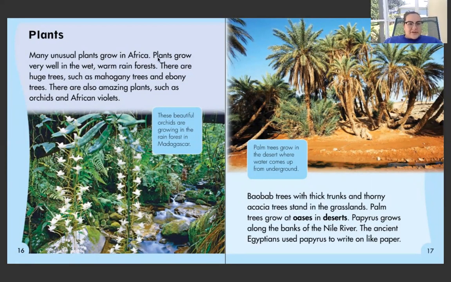Many unusual plants grow in Africa. Plants grow very well in the wet, warm rainforest. There are huge trees such as mahogany trees and ebony trees. There are also amazing plants such as orchids and African violets. These beautiful orchids are growing in the rainforest in Madagascar. Look how pretty those flowers are.